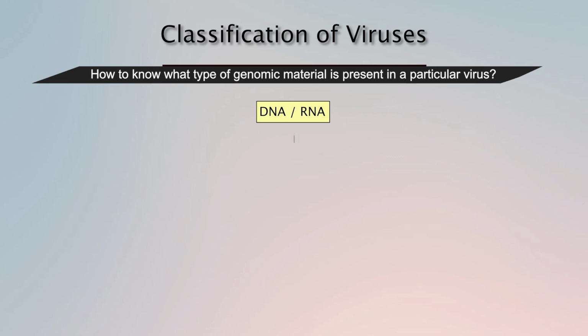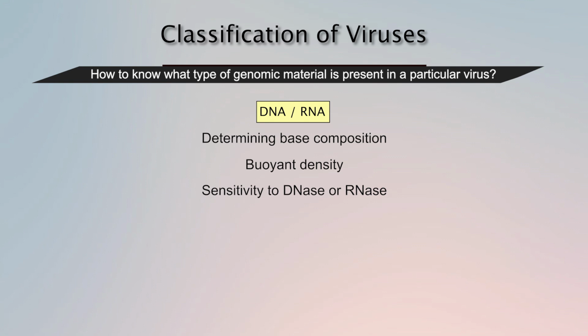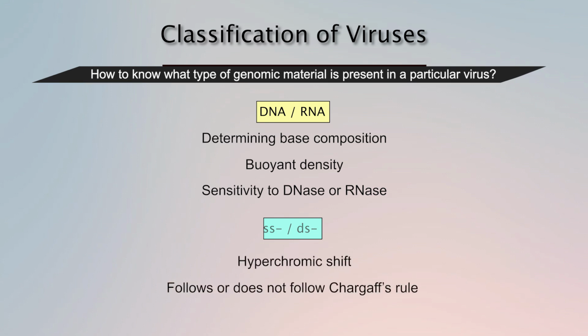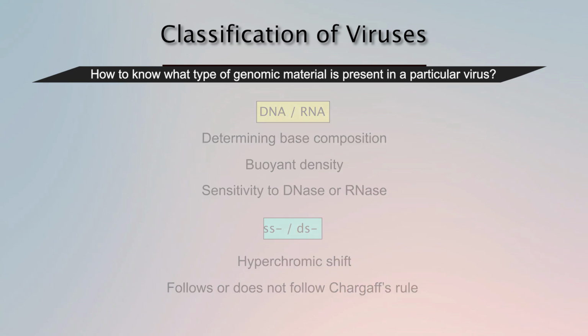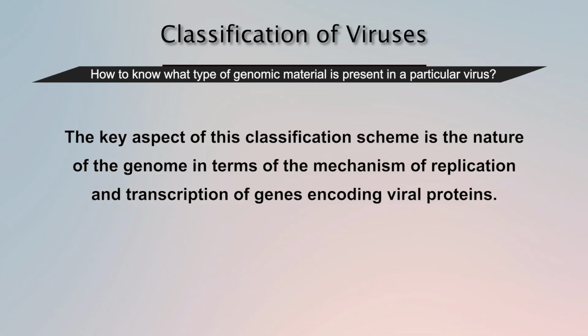Now whether DNA or RNA can be detected by determining the base composition, the buoyant density, and sensitivity to DNases or RNases. And whether single-stranded or double-stranded can be detected by hyperchromic shift, and whether they follow Chargaff's rule. The key aspect of all this classification is mainly the nature of the genome, the replication strategy, and pathogenesis.